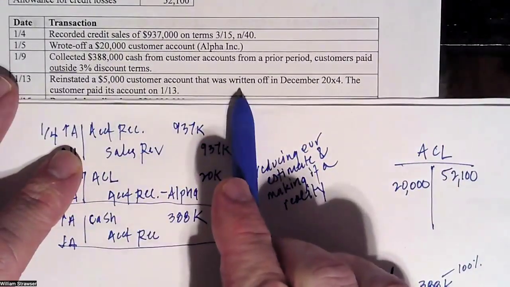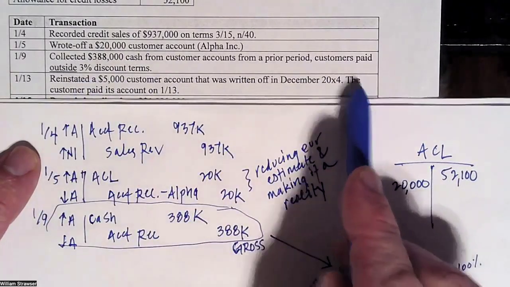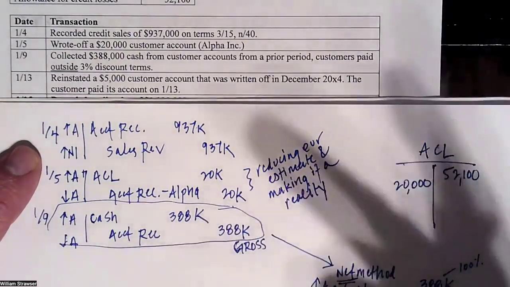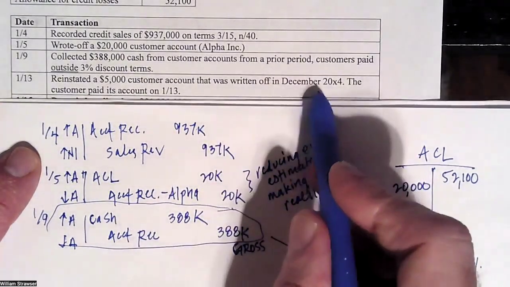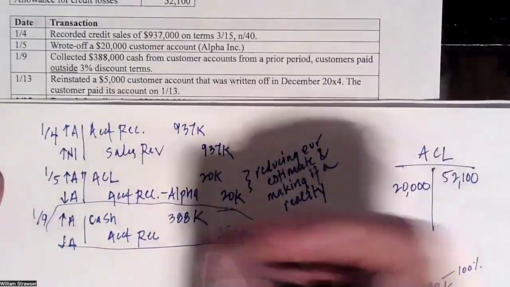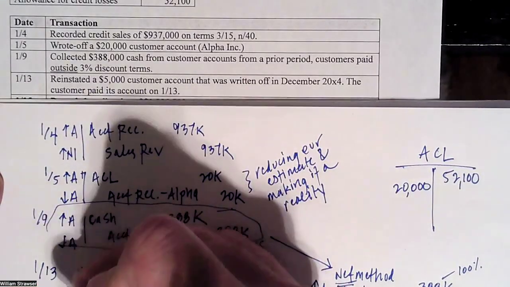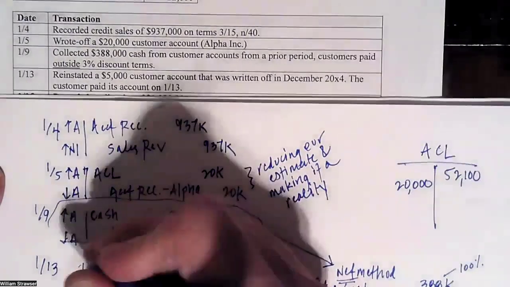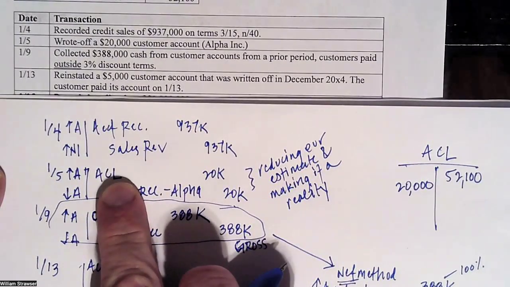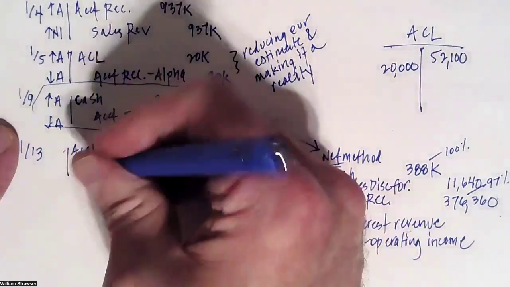We reinstated an account, and the customer paid its account on this date as well. So we got a reinstatement and a payment on the same day. This wasn't a customer account we wrote off in 20X4. Basically, we just need to undo the write-off for reinstatement. And that's how I encourage you to think of it. It's pretty straightforward. If we undo the write-off, instead of crediting accounts receivable, we're going to debit accounts receivable. And instead of debiting ACL, we're going to credit it.